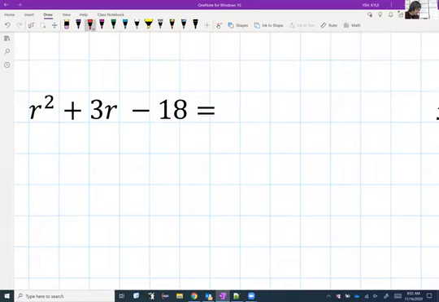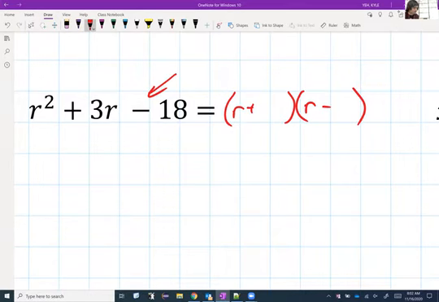R squared plus 3r minus 18. Well, I know that it's going to be r and r. That lets us know that the signs are different, remember. So we have r plus something, r minus something. Multiply to be negative 18, add to be 3, 6 and negative 3. So 6 with the positive side, 3 with the minus side, and that should do it.